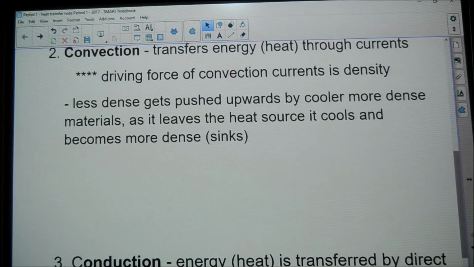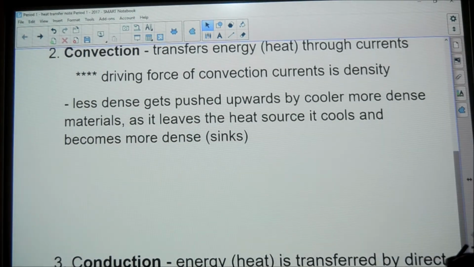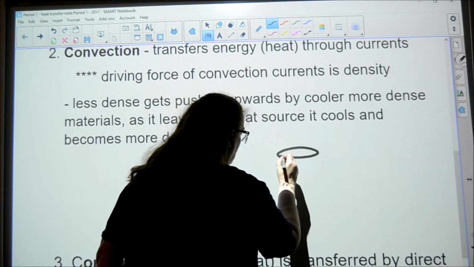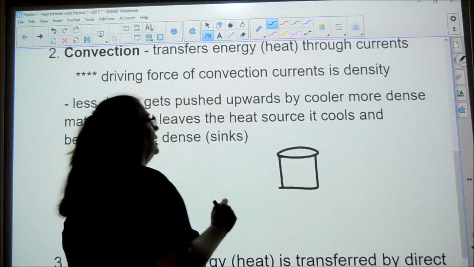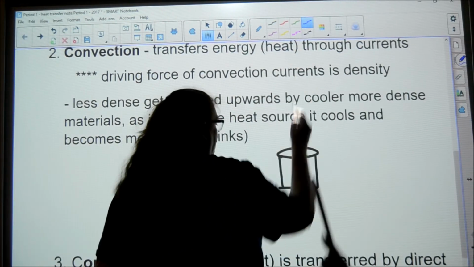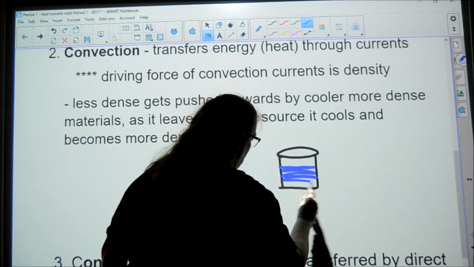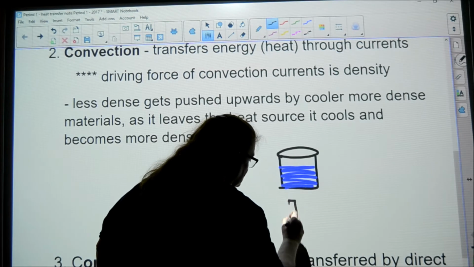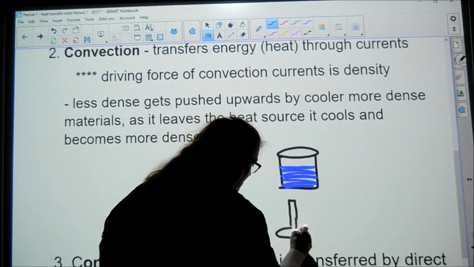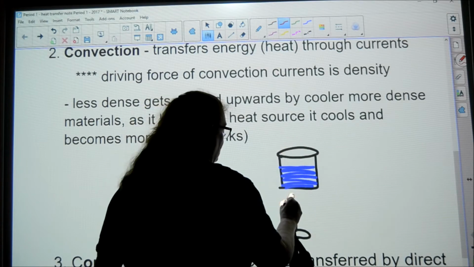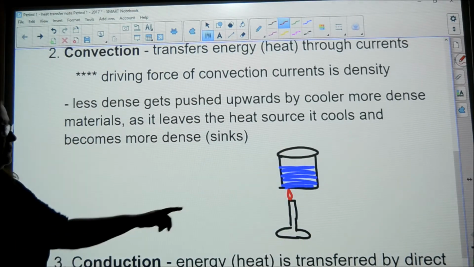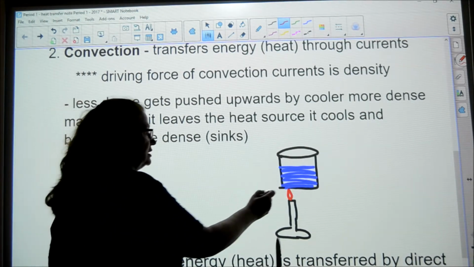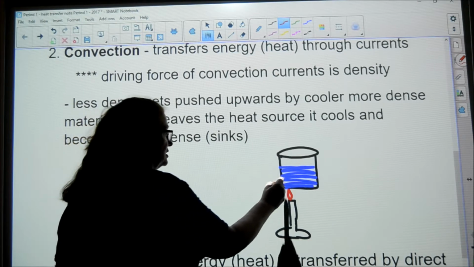So I want to do a really quick drawing on this one. I have my beaker. I have water in my beaker. I have my Bunsen burner, which you guys will have next year with Mr. Miller. It's got my flame. If my flame is on this side, this is my heat source. So I am warming up directly above my heat source. So my convection current is going to look like this.